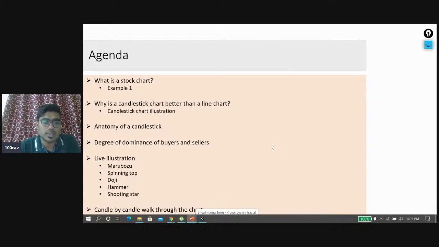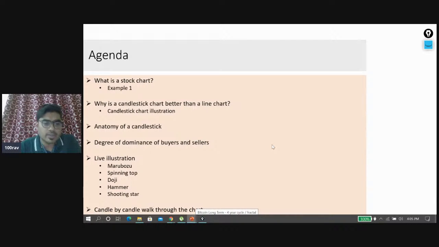So there are two forces in the market, right? A selling pressure and a buying pressure. So which pressure is more dominant? This we can understand by looking at the candlestick, the type of candle that has formed on a particular day.